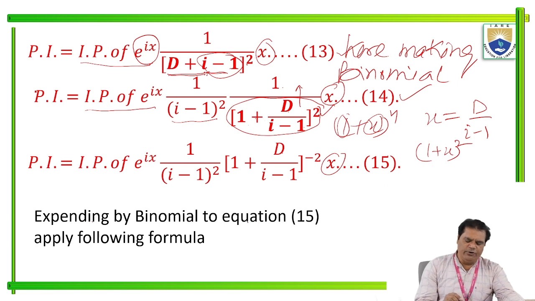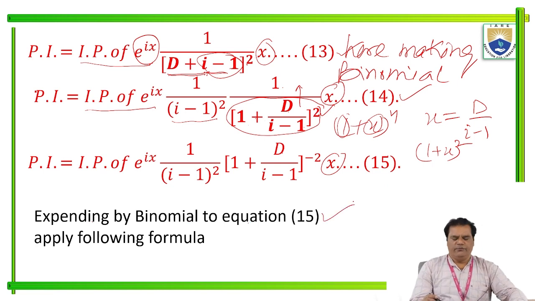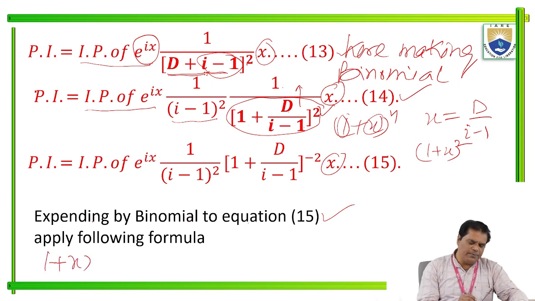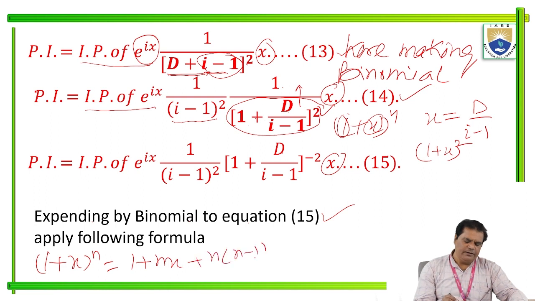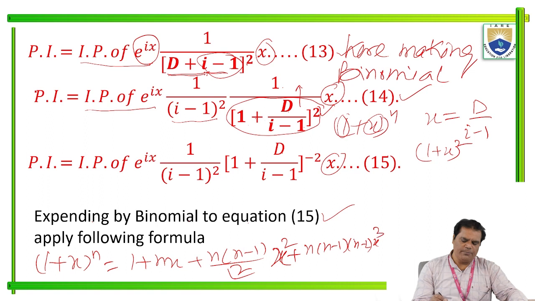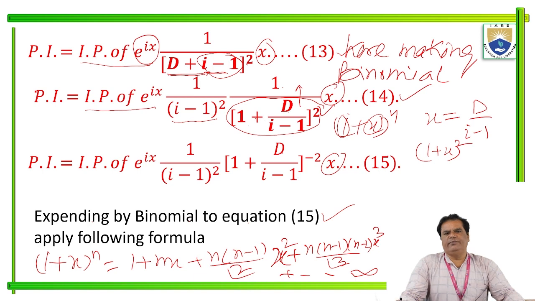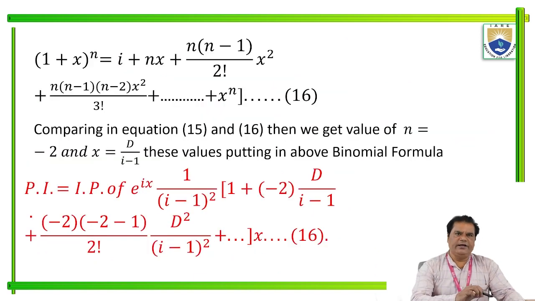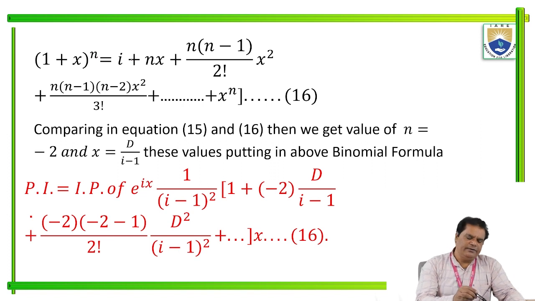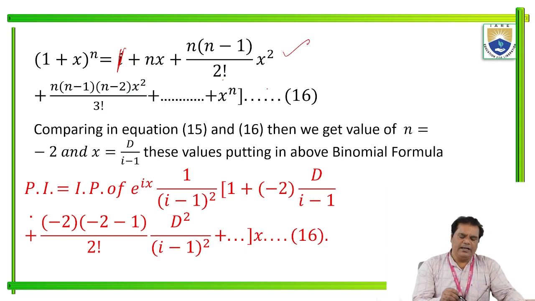So we expand by the binomial formula in equation 15. The binomial function is (1 plus x) to the power n. This equals 1 plus nx plus n(n minus 1) upon factorial 2 into x square, plus n(n minus 1)(n minus 2) x cube upon factorial 3, and so on. This is known as the binomial formula. So we have discussed the binomial formula (1 plus x) to the power n, equal to 1 plus nx plus n(n minus 1) upon 2 x square plus n(n minus 1)(n minus 2) x cube upon 3, and the last term is in terms of n.